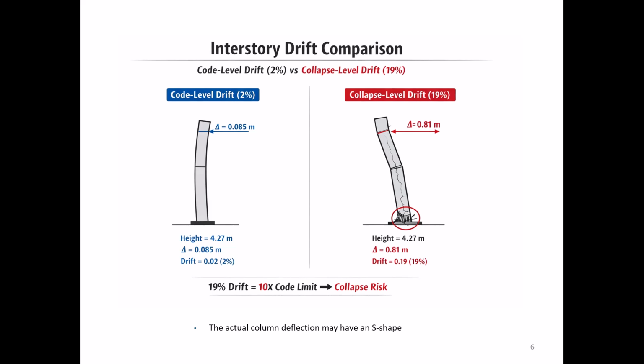Now, these images may not be exactly correct, because these columns tend to deflect into what's called an S shape, but we'll just go ahead with this anyway. This demonstrates an inter-story drift comparison where the code is at 2%. At the Olive View Hospital, at least one of these columns had a 19% drift. So again, almost 10 times greater than the 2% limit.